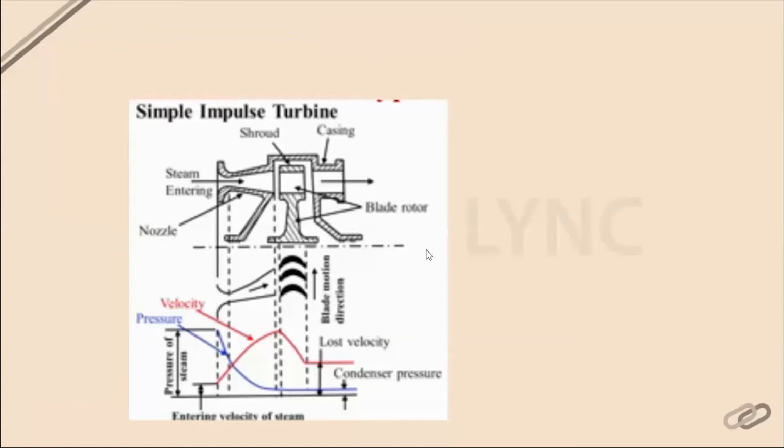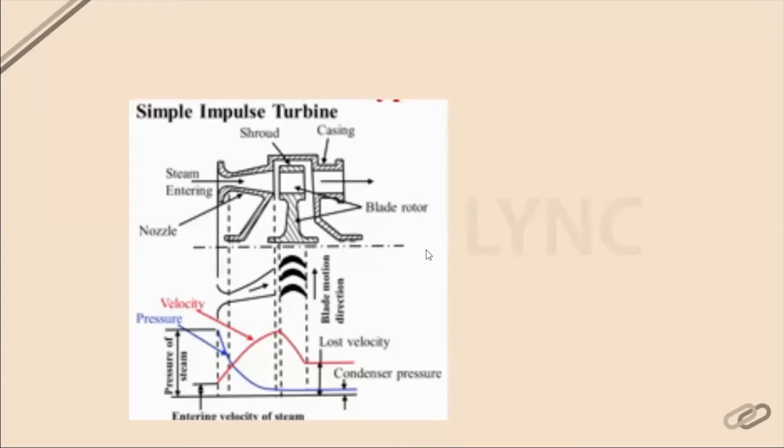In the top portion we have the entry, a blade, and the exhaust, the outlet. Steam entering is the inlet, and the blades attached to the rotor are in between, and then we have a blade outlet, the stator blade, and we have a nozzle. The bottom portion is depicted as a graph where you can see the pressure and velocity, and we have a loss velocity and the condenser pressure at the bottom. The steam enters with very low velocity and very high pressure.